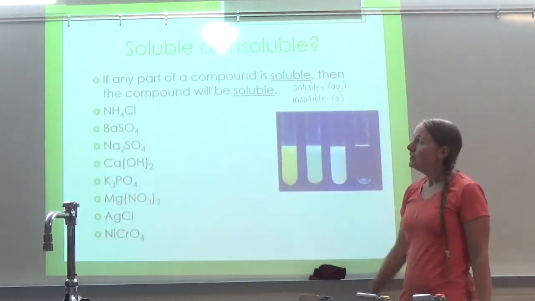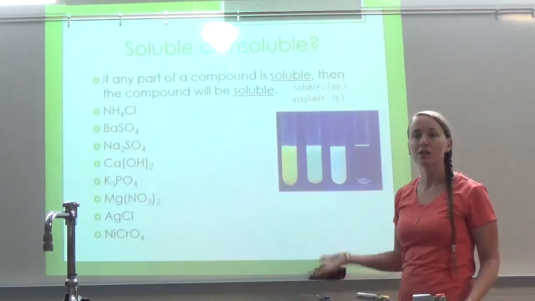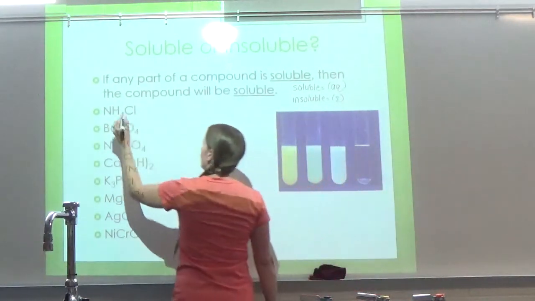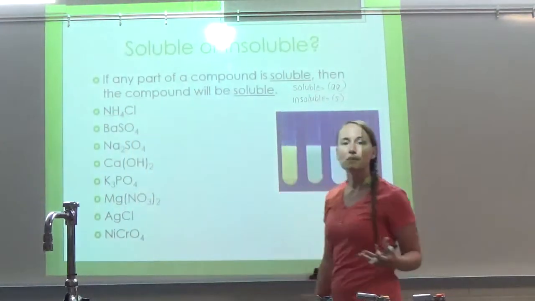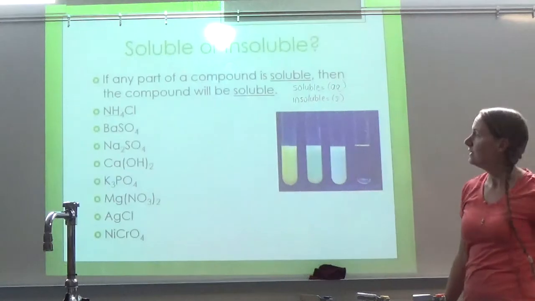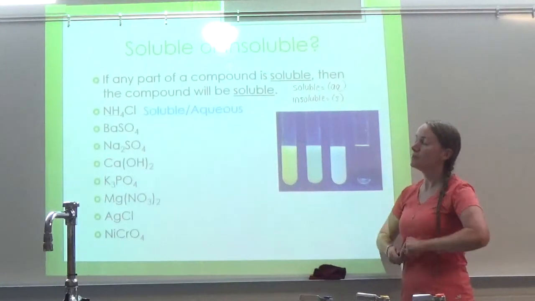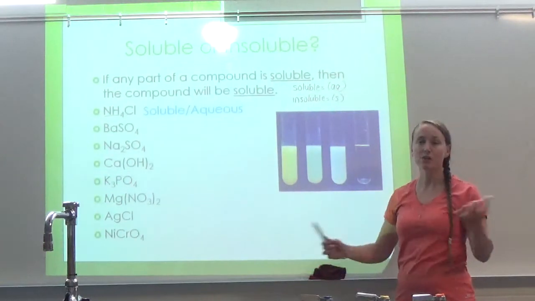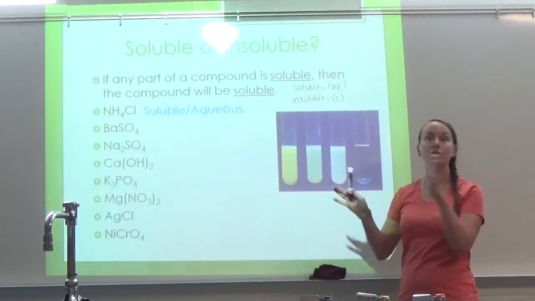All right, so let's look at NH4Cl. If you look on your solubility rules chart, you can find NH4, and it tells you that NH4 is soluble. So that means it would be aqueous. You could have also looked at Cl. It's soluble, and so it would have been aqueous also. But once you find one soluble thing, just quit looking.